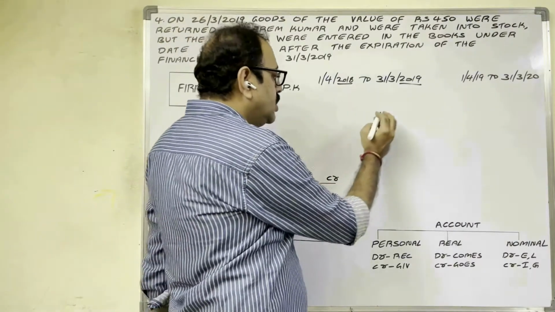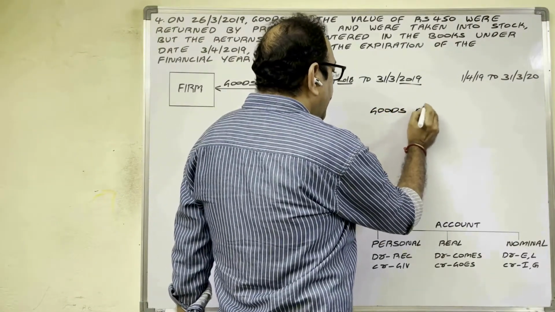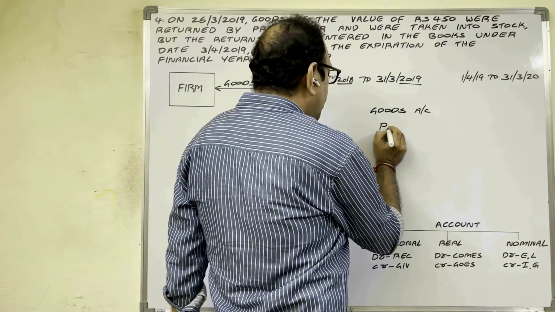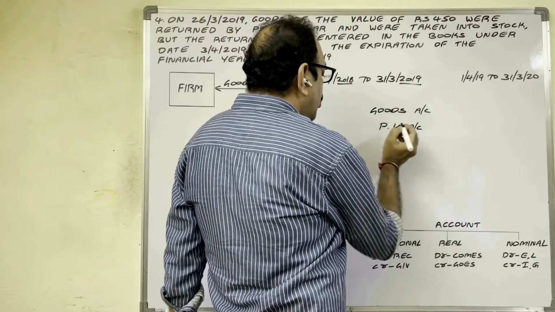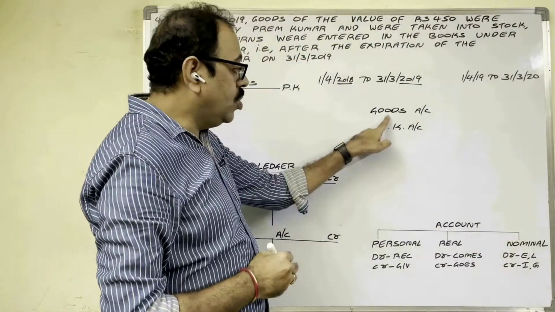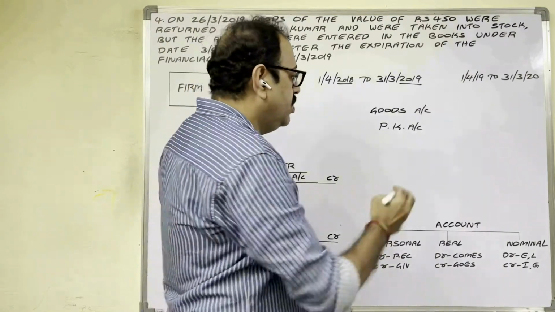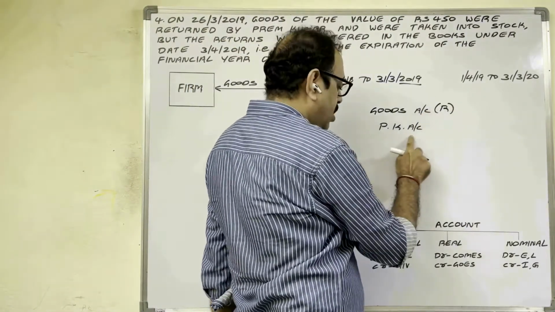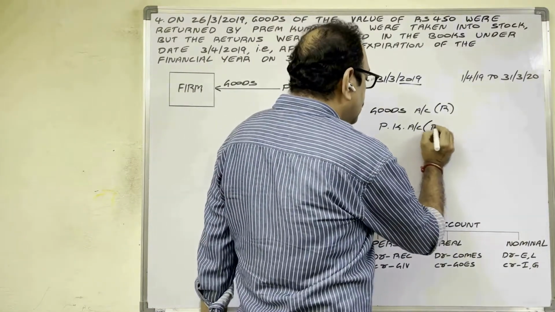Goods are coming to us. Therefore, goods account is one account. These goods are returned by Prem Kumar. Therefore, Prem Kumar account is another account. Goods means asset. Assets come under real accounts, no? Prem Kumar. With a person name we open this account. It is a personal account.